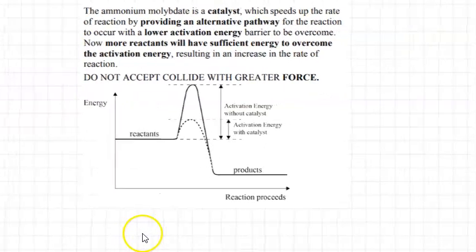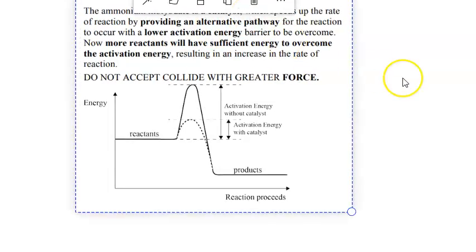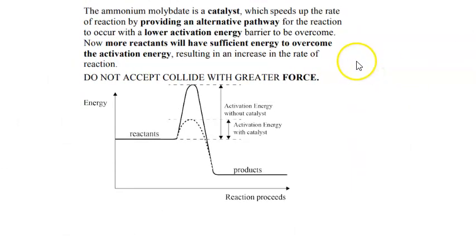So the ammonium molybdate is a catalyst which speeds up the rate of reaction by providing an alternative pathway. I like the sound of that. It's just great to be able to introduce that into your answer, an alternative pathway. What does that actually mean? Sometimes that can mean that the catalyst is providing a surface for the reaction to occur, so it's kind of like bringing them closer together, and they require less energy for the reaction to happen. But each catalyst will have its own way of providing that alternative pathway.